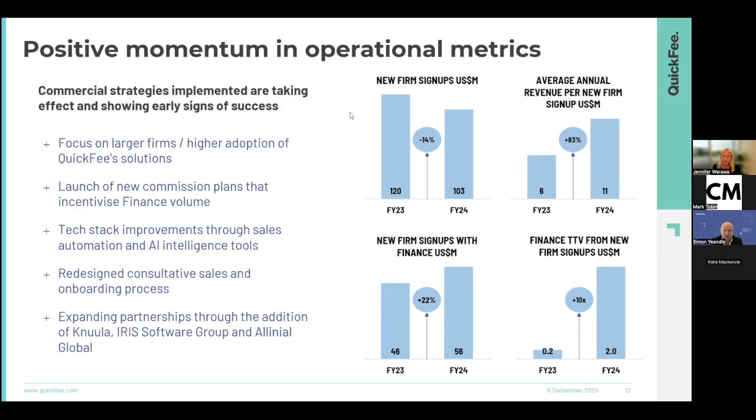That said, we did see a slight decrease in overall new firm signups, but that's directly linked to our focus on larger, higher quality firms with more opportunity for growth. For example, a potential Connect customer versus smaller firms with limited opportunity for supporting our revenue and TTV growth. These positive metrics can be directly attributed to execution plans that support our strategy, including new commission plans and a redesigned customer onboarding process, as well as improved offerings to attract higher quality firms and new strategic partnerships.